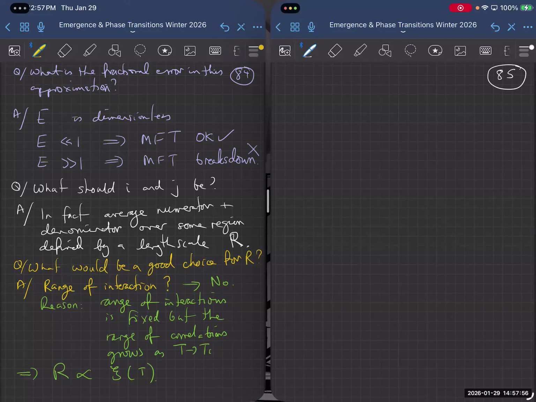Okay? Is the correlation longer than the interaction? Because if 1 interacts with 2 and 2 is interacting with 3, then 1 and 3 can become correlated because of this chain of interaction. That's exactly right. That's exactly right. Thank you for saying that. And as you go closer and closer to Tc, 1 interacts with 2, 2 interacts with 3, 3 interacts with 4, and that chain of interactions gets longer and longer. So eventually, 1 interacts with something 100 miles away. Okay, that's the thing that happens.